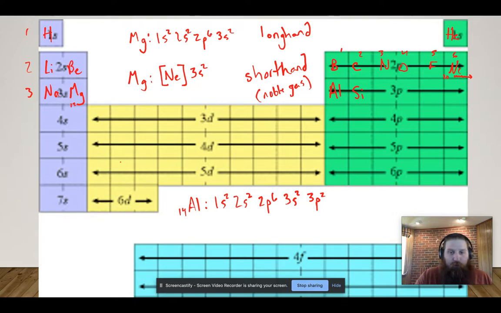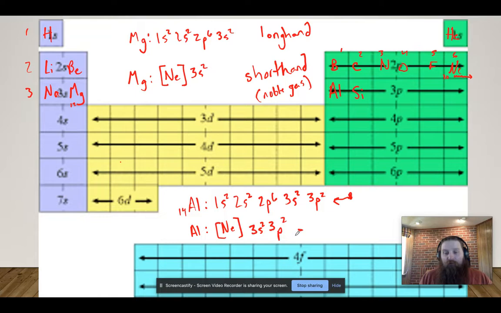Okay? So that's the shorthand. Let's do shorthand for aluminum before we leave. Well, I'm still going to start with neon, because neon is the only noble gas that I've passed. I'm going to say 3s2, 3p2. Now here's something kind of interesting about noble gas configuration, or shorthand. Up here in the longhand, the exponents equal the total number of electrons in the entire atom. If you look at shorthand notation, right here, the exponents equal the number of valence electrons that you have.